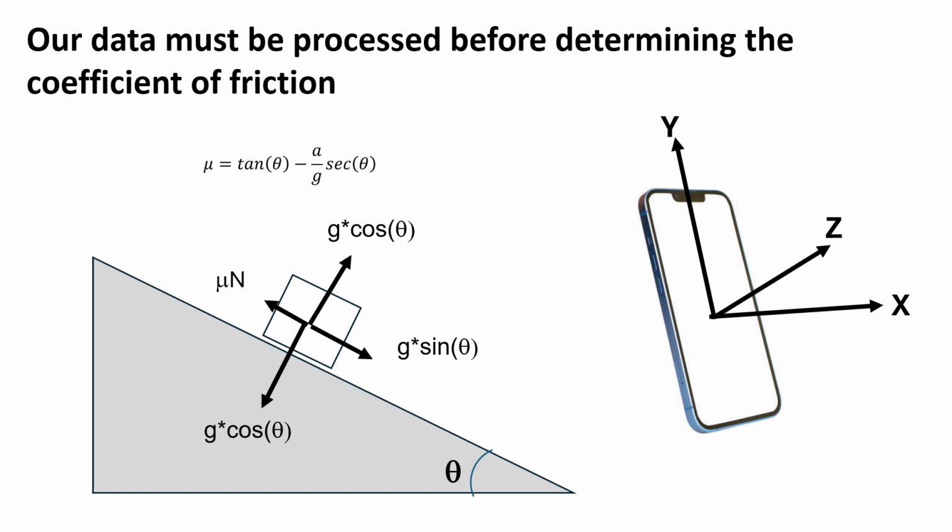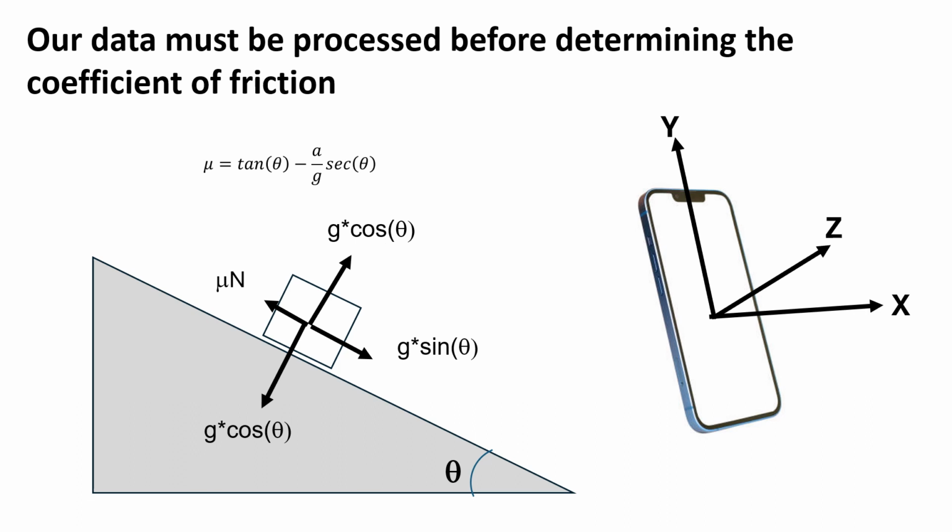There are 3 forces acting on our accelerometer as it slides down the ramp: friction, gravity, and the normal force. If we use Newton's second law to sum forces in the direction down the ramp, we find that the sum of forces is equal to g times the sine of theta minus the frictional force. We can rearrange this equation and solve for the coefficient of friction, and we get mu equals the tangent of theta minus the quantity of a divided by g times the secant of theta. Everything in this equation is a physical constant except for acceleration.